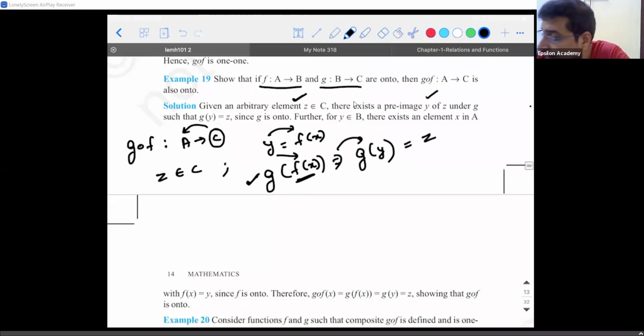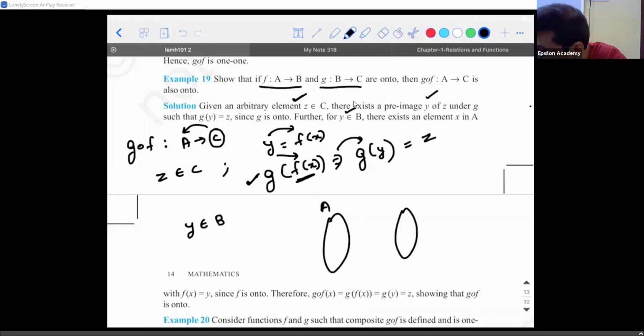Similarly, if you take an element y that belongs to the set B, so there are three sets, A, B and C. Whenever you're talking about onto function, you should always come in the reverse.